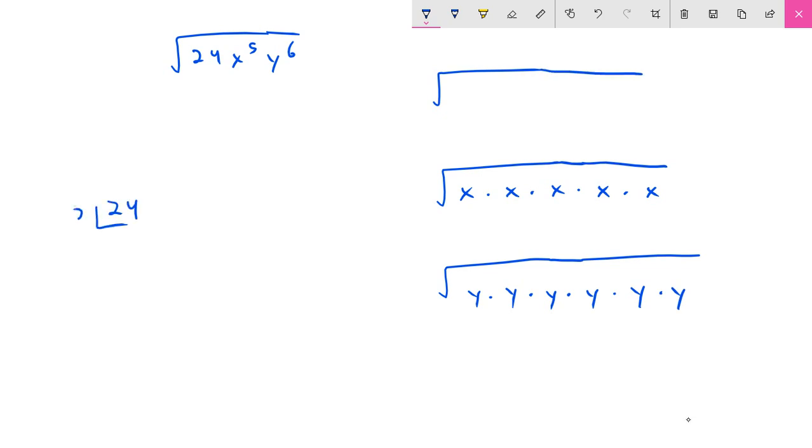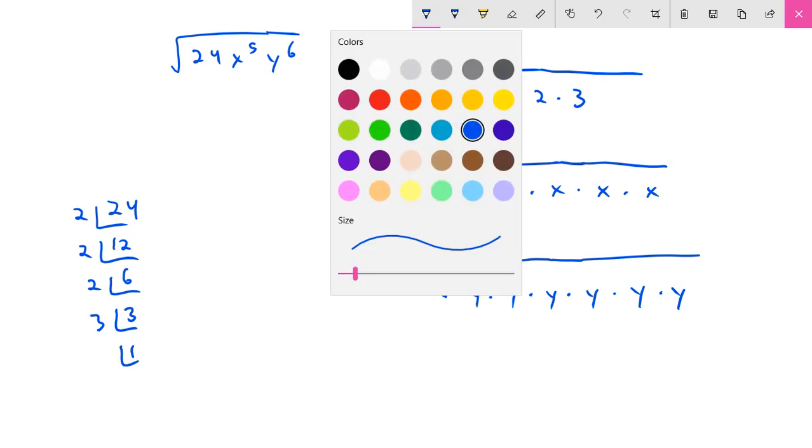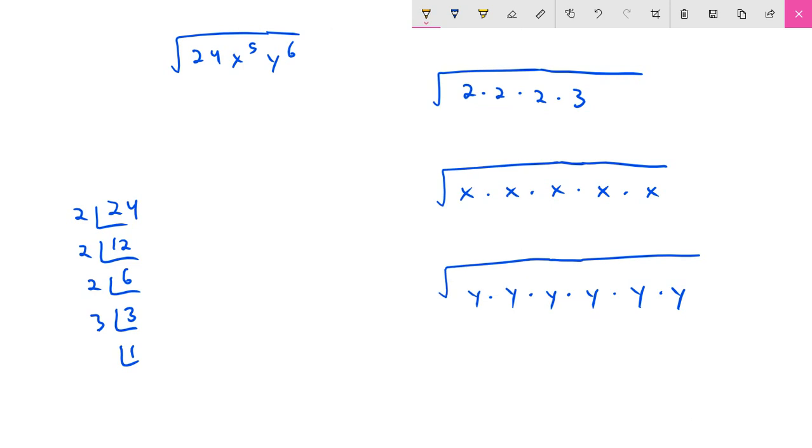24 divided by 2, 12 divided by 2, 6 divided by 2, 3 divided by 3, 1. So that means 24 is 2 times 2 times 2 times 3. This is a very visual representation of what you're doing here. So now since it's a square root, the index is 2, which means in order to leave the radical, it must exit in groups of 2, in pairs.